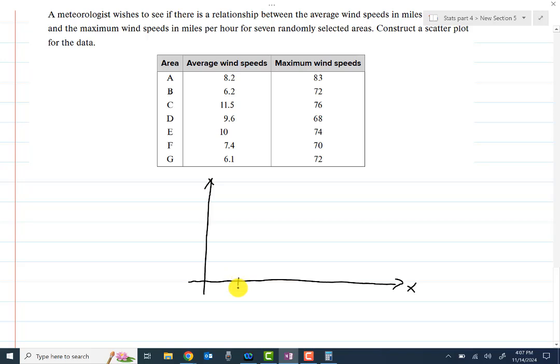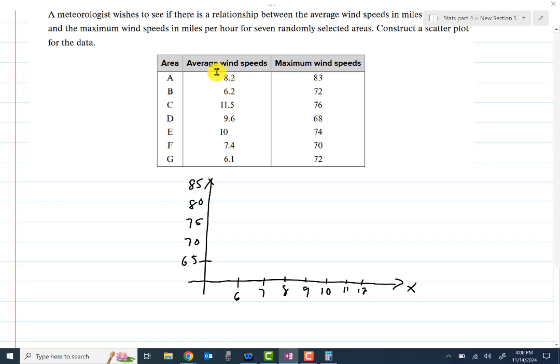So maybe we can go from 6 to 12: 6, 7, 8, 9, 10, 11, 12. And the y values have a low of 68 and a high of 83. So I could probably go 65, 70, 75, 80, 85. Finding a good scale is very useful at the beginning. Now, when you graph, it doesn't have to be exact. We just want an idea of the shape.